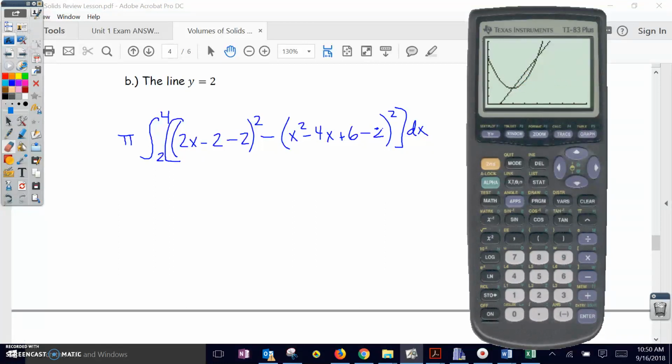and that'll give me the value for the volume of this solid. So I'll get back out to my main screen and take pi times the integral of all this stuff. We've got the quantity 2x minus 4 quantity squared minus quantity x squared minus 4x plus 4 quantity squared with respect to x, and 2, 4. And we get 13.404 for our volume.